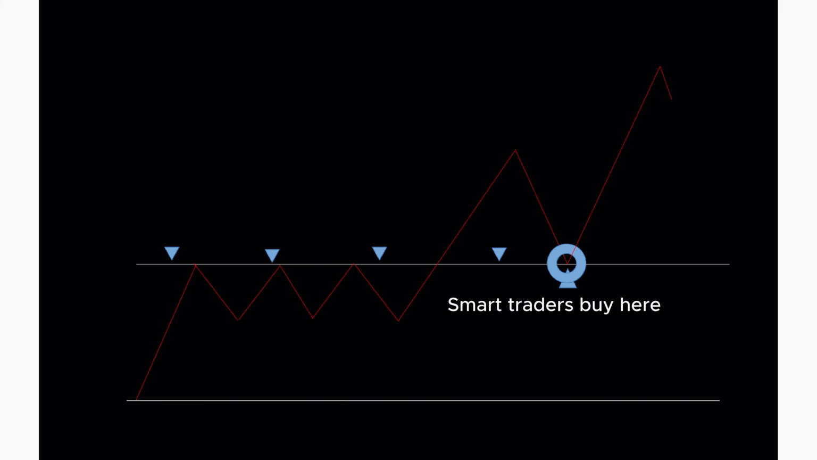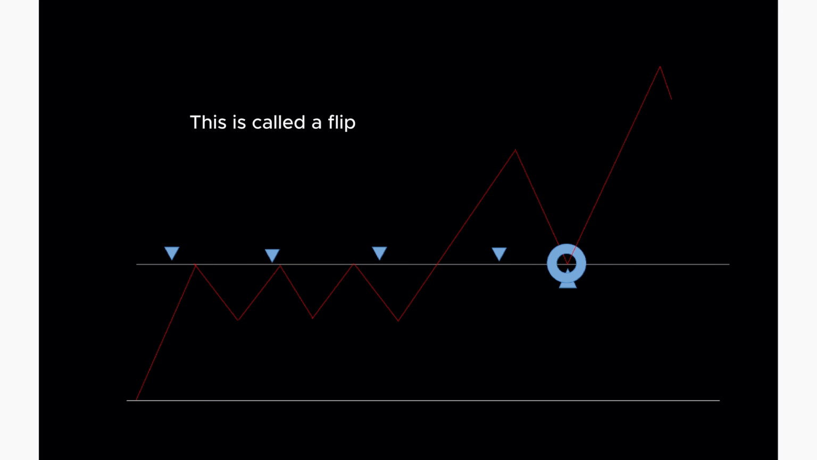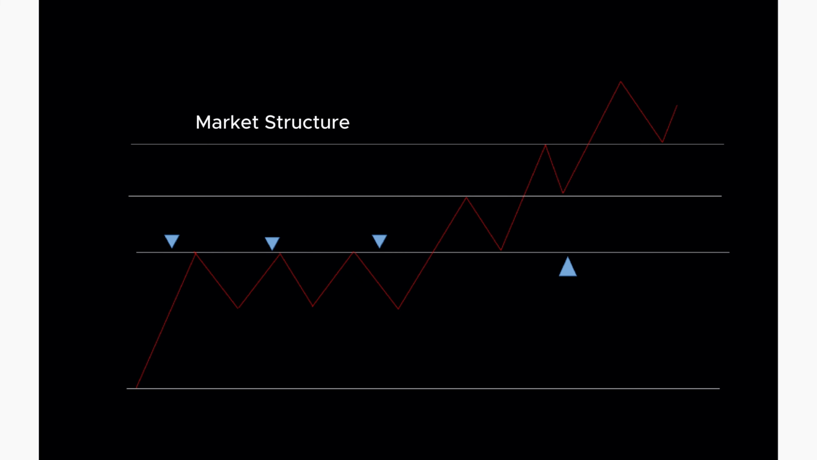People who sold are now stuck in the trade and want to get out of it. Guess what smart traders do? Smart traders wait for a retest of that level and immediately buy again. This is called a flip or a role reversal. This flipping of the level is where market structure is born.